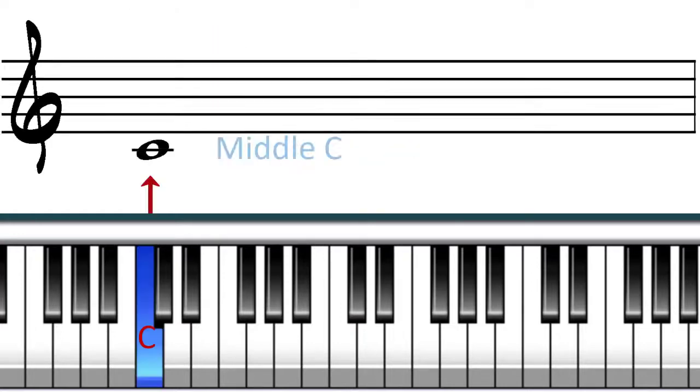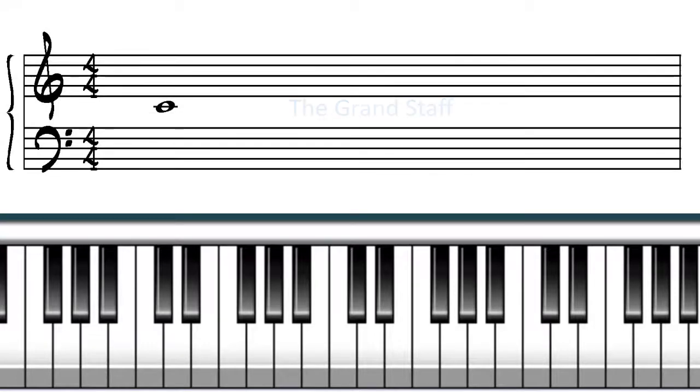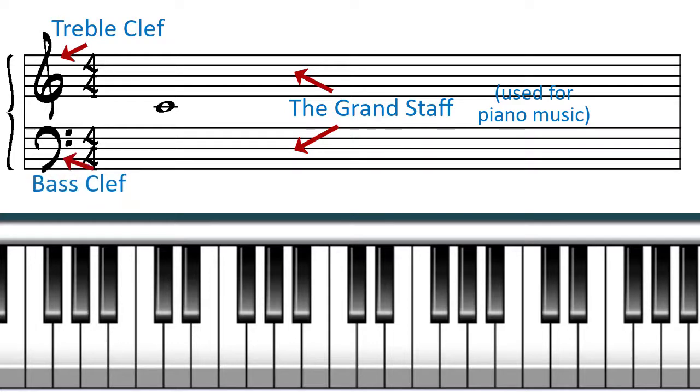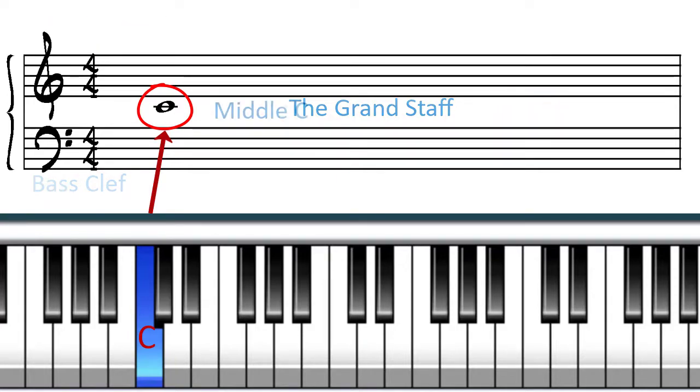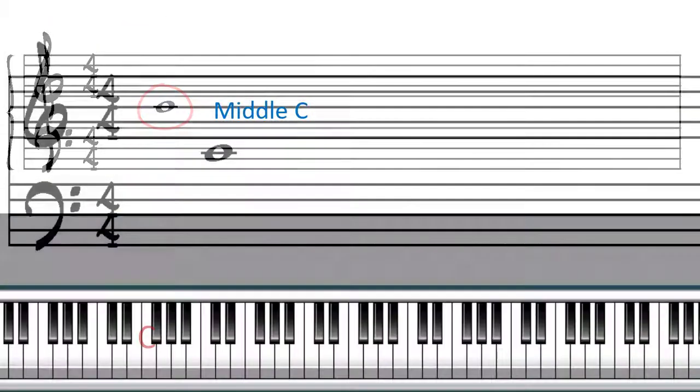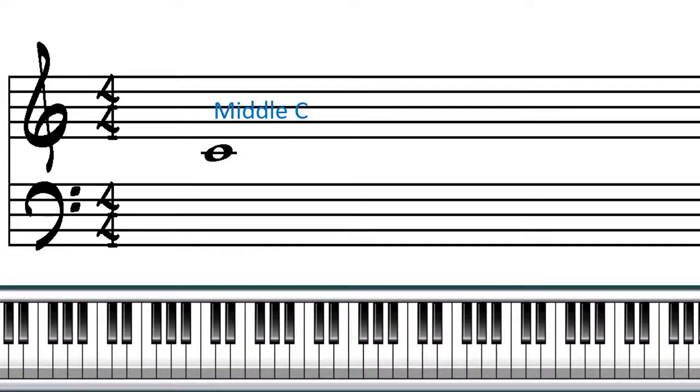So this first line under the treble clef is the line for the note middle C. And that's a very important reference point in piano music. When you have two staffs joined together in piano music, you use the treble clef on top and the bass clef on bottom. This C sits right in the middle between those two staffs. So there's middle C. And to find middle C, it is the C that sits right in the middle of the piano keyboard. And there it is.